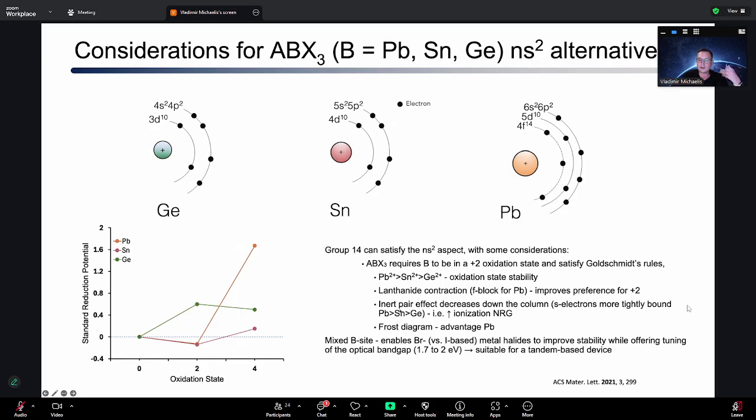The other part is this inert pair effect as you go down the column. Lead holds on to those s electrons more tightly, so in terms of ionization energy, it's a little harder to kick them out, whereas it's a little easier to do that for tin and germanium. So that's the challenge now. It's a bit of a different space we're working in.